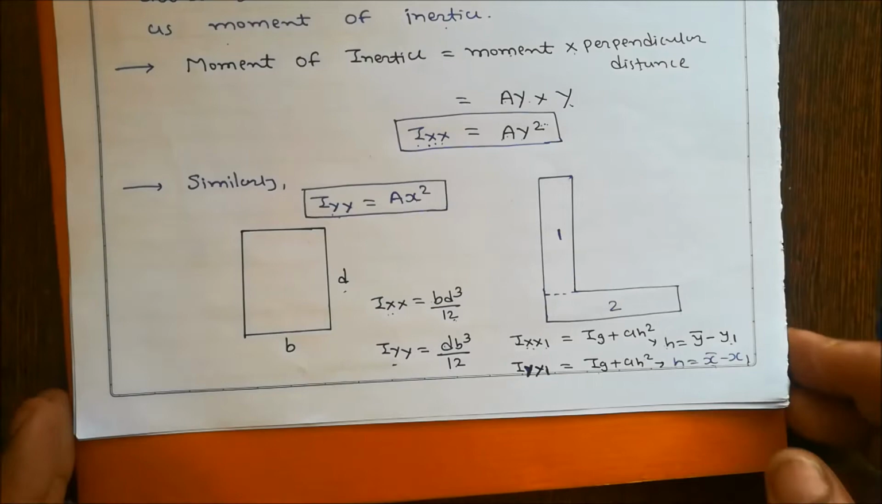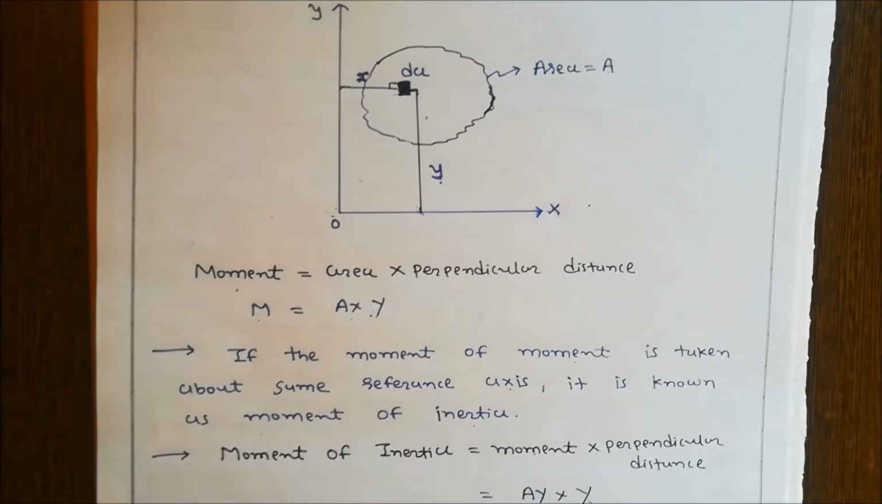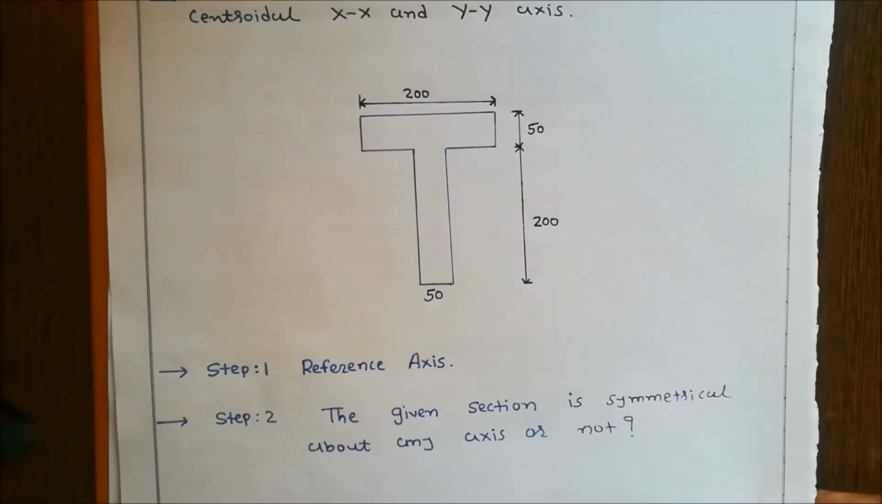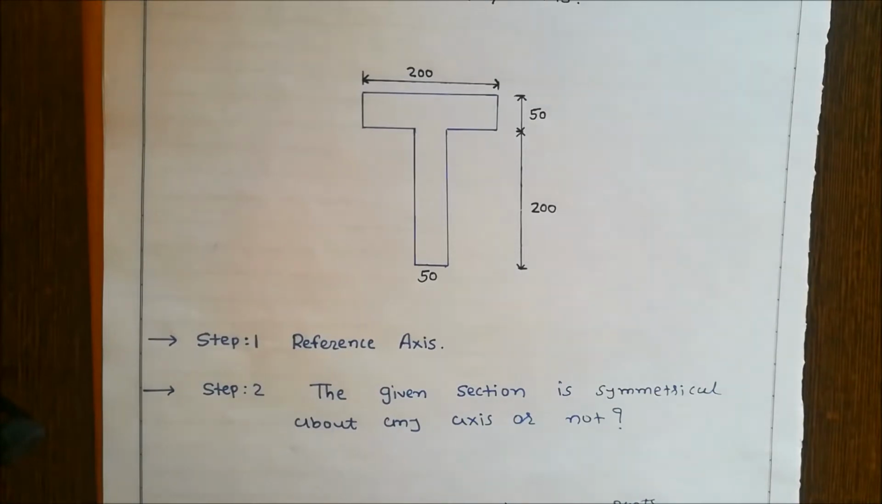Now we solve a numerical step by step. Here, calculate moment of inertia of T section. For finding moment of inertia, first we find the center of gravity. To find the center of gravity, you follow some simple steps.